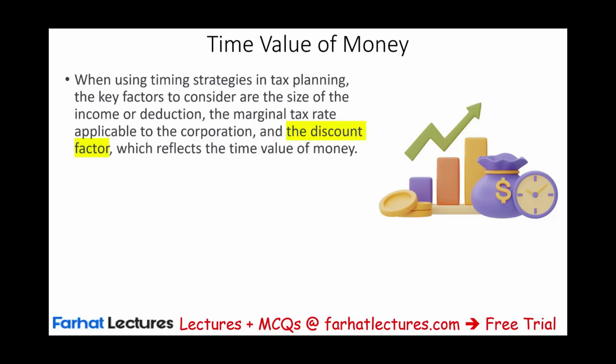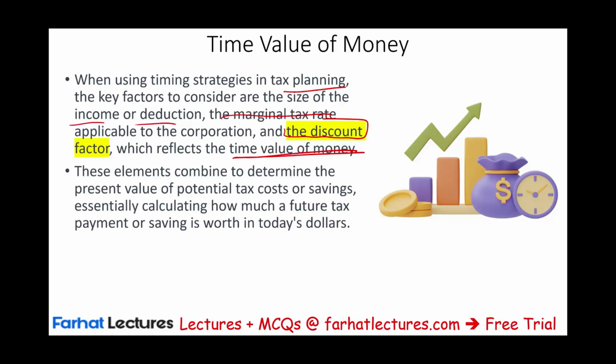So when using timing strategy in tax planning, and we're going to see a few of them, the key factors to consider are the size of the income or the deduction, obviously, the marginal tax rate, of course, applicable to the corporation, and the discount factor, which reflects the time value of money. The discount factor is going to measure the impact of time on the income or on the deduction. These elements combined, marginal tax rate, discount rate, income, and deduction, determine the present value of potential tax cost or tax savings. Remember, on income you have a tax cost, on deduction you have a tax savings. Essentially, we are calculating how much a future tax payment or saving is worth in today's dollars, because we want to bring everything to the present value to figure out what is our true cost.